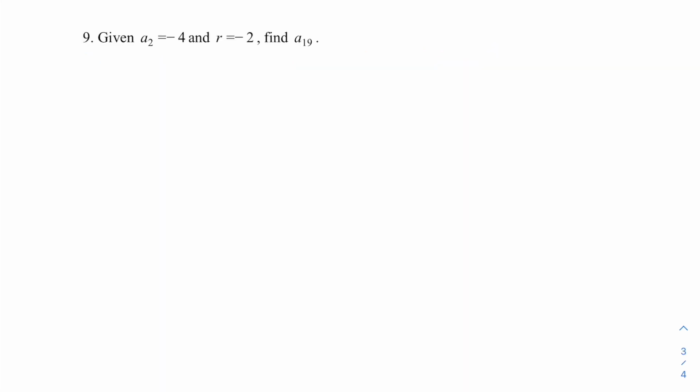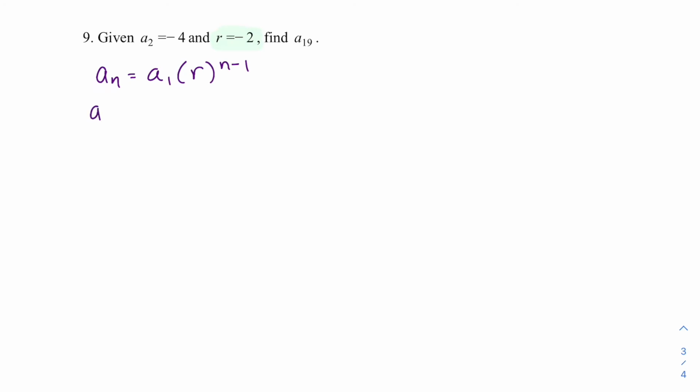This problem says we're given A2 equals -4, so that means the second term is -4, and r is -2, and we're being asked to find A19. Now, I don't have a sequence to determine if it's arithmetic or geometric, but this piece of information tells me that this is a geometric sequence, right? Only geometric sequences have common ratios. So we are going to be using this formula to solve this problem.